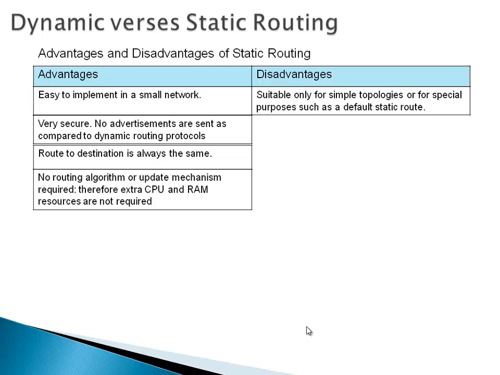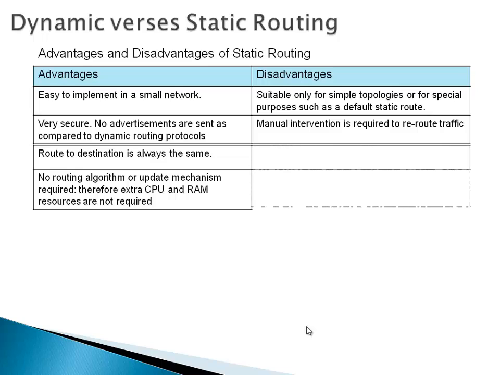Disadvantages: suitable only for small topologies or for a special purpose such as a default static route. Manual intervention is required to reroute the traffic. If some network goes down, we have to configure statically and tell the router the network is down.